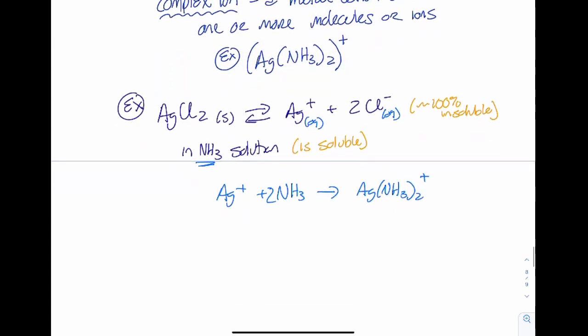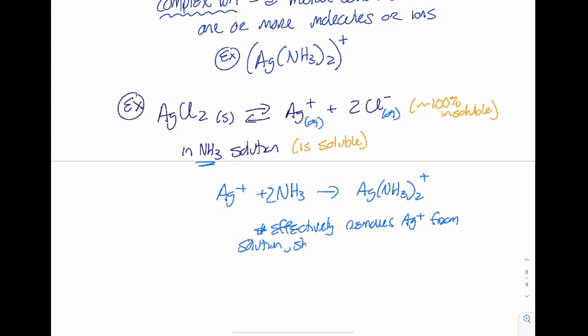So essentially, or effectively, it removes silver from solution, shifting the original equilibrium towards products, increasing my solubility.